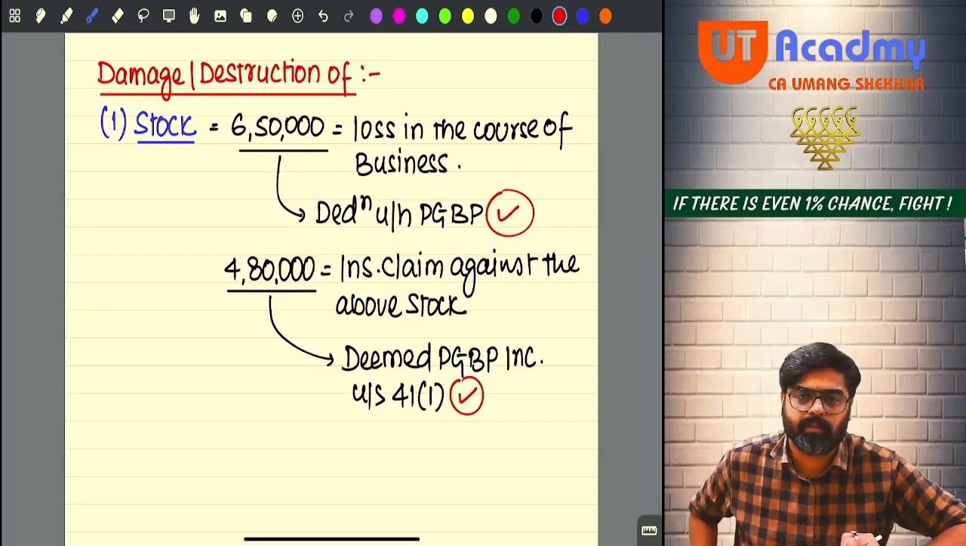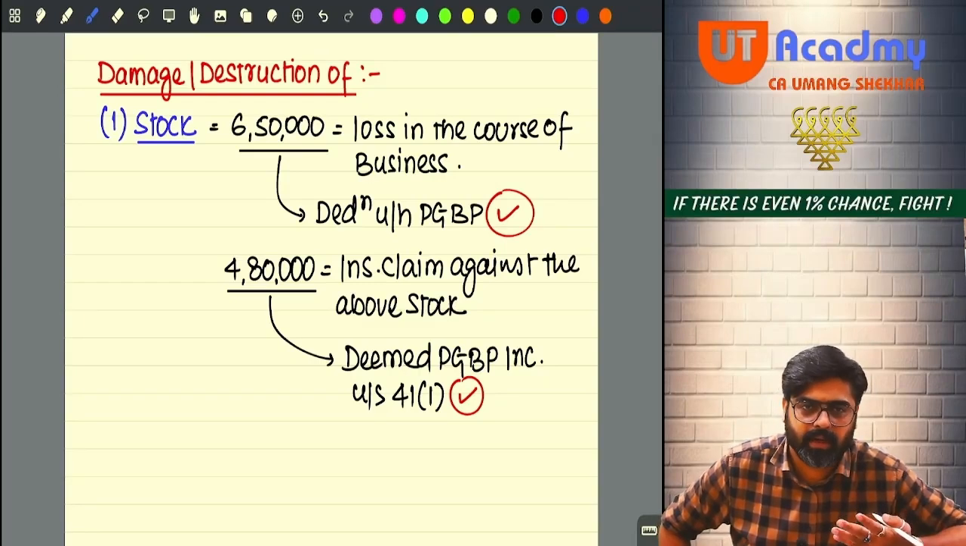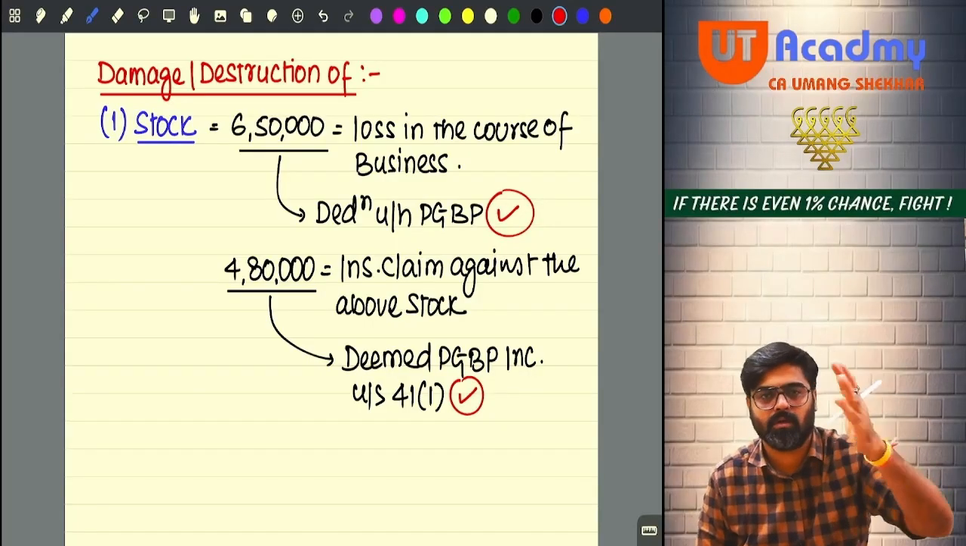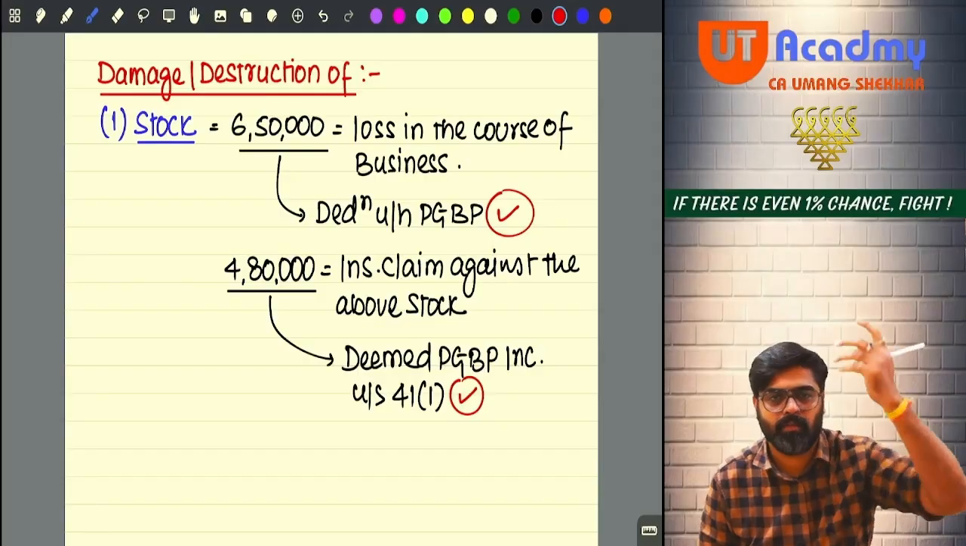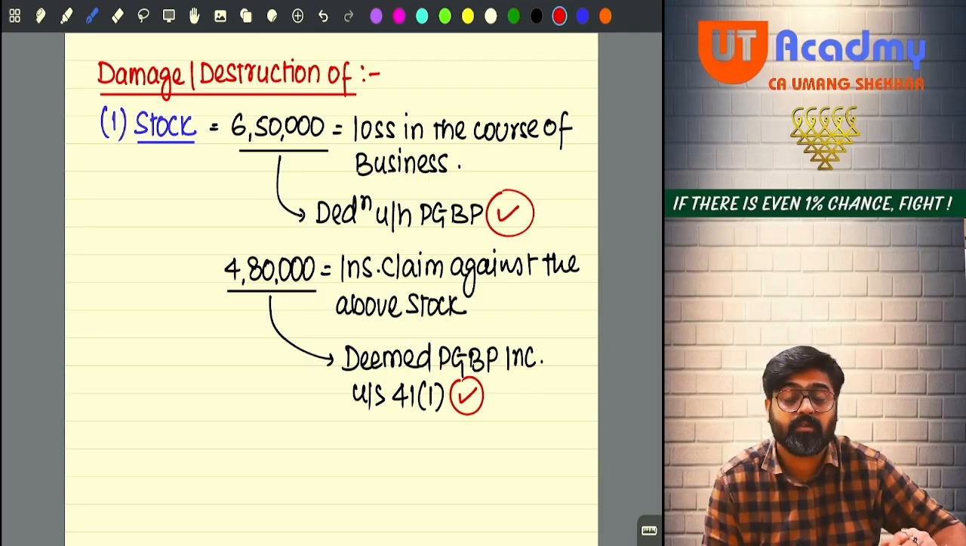You don't know such treatments? I haven't taught you? PGBP head, if you remember, this is entirely PGBP because business stock going is a loss for business claimed as a deduction. Against that, whatever benefit you are getting is deemed PGBP. The same example I gave while teaching you 41(1), but I did not tell you the amounts that time. If you remember those things, you will definitely be able to answer these.